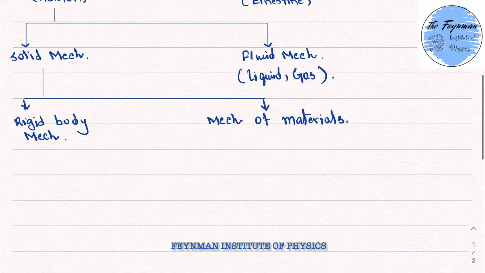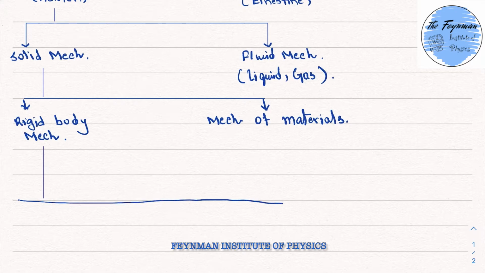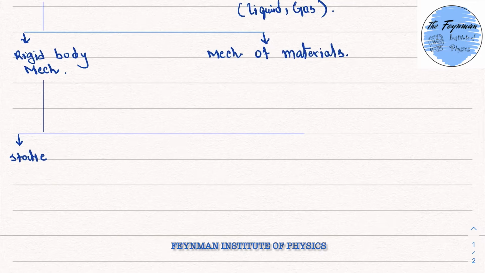Now, as we are dealing with motion or rest, the state of motion or of rest, this rigid body mechanics can further be subdivided into two categories. The first one is statics. In this branch of mechanics, we will deal with rest or equilibrium of a body. So when no force is applied over the body, the body is in rest condition, or there are lots of forces acting over the body, but the net force acting over the body is zero.